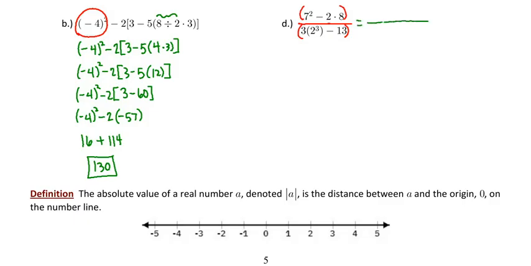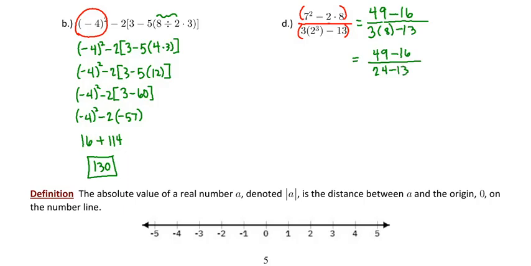In the numerator, we have both an exponent and multiplication. So of course we need to do the exponent first. 7 squared is 49, and once that exponent is executed, then we can do the multiplication, -2 times 8, which gives us -16. In the denominator, we begin with the exponent. 2 to the third power is 8, and then on the next step, we'll multiply 3 times 8 to get 24.